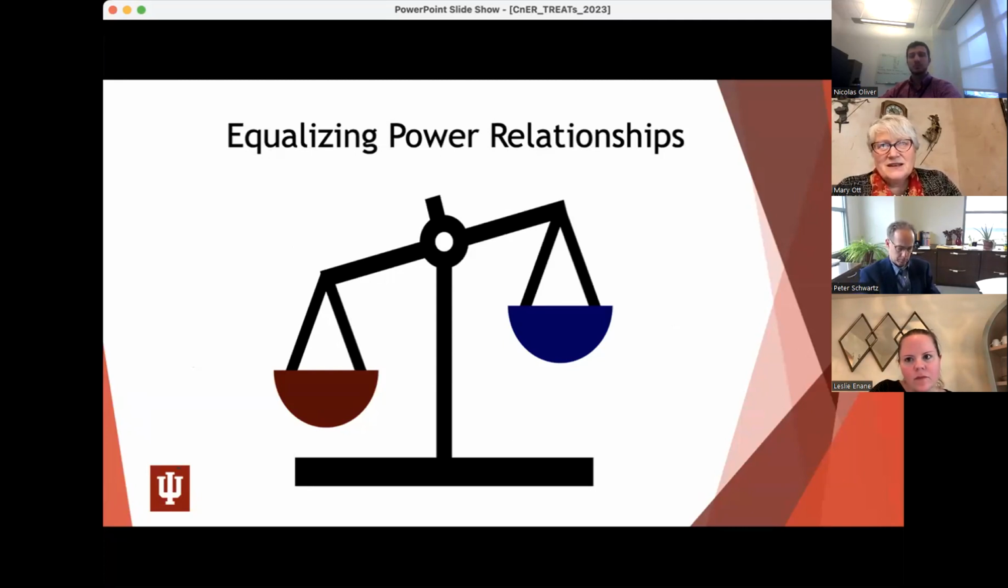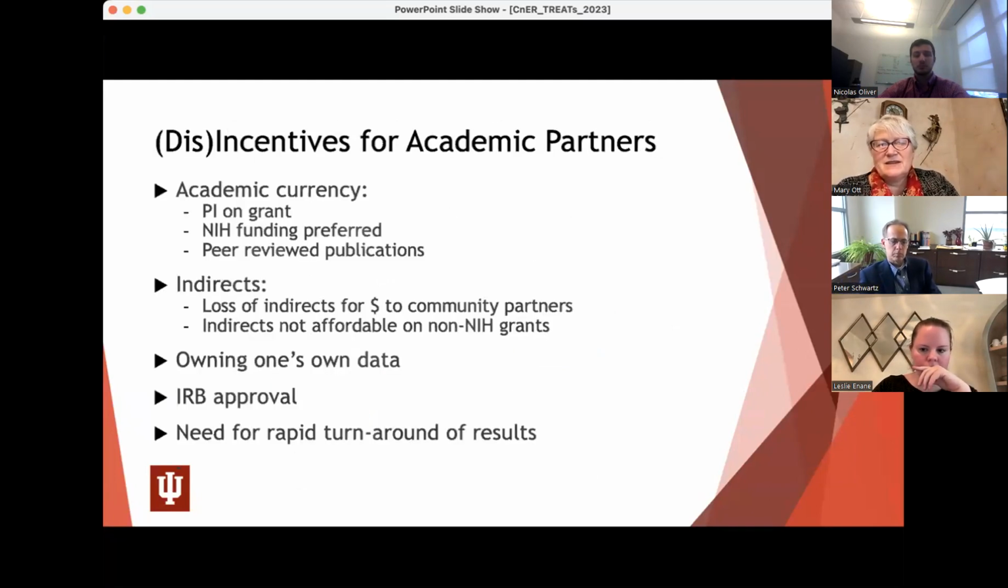In particular, there is this ethical principle around truth telling and veracity, giving people enough knowledge and enough information so that they can make a reasoned decision for themselves. So a lot of it is equalizing power relationships. And I'm going to say as a background point, there are a lot of disincentives for academic partners to have equal partnership.